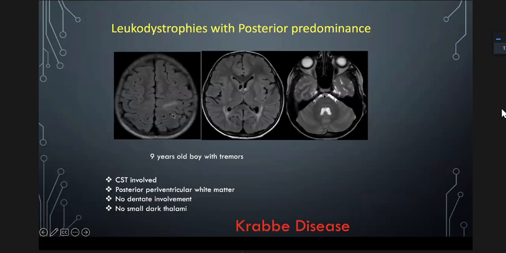Again, this is another child with Krabbe's disease. Now, this is an older child. So, this is a 9-year-old child. So, in the juvenile form, usually you will see only involvement of the corticospinal tract and the posterior white matter. So, here, signal in bilateral corticospinal tracts, posterior white matter. There's absolutely no involvement of the dentate or the peridentate. So, there's no sandwich sign in the juvenile onset. And also, the thalami appear normal.